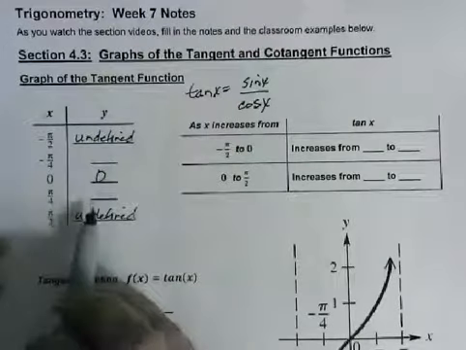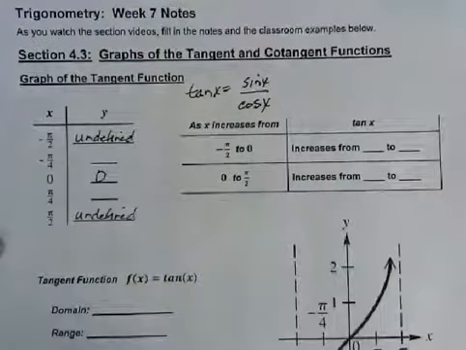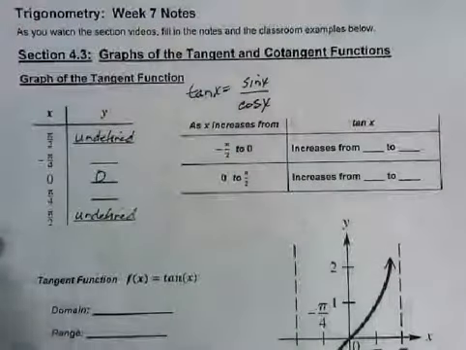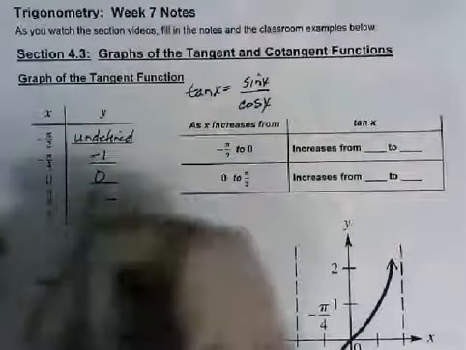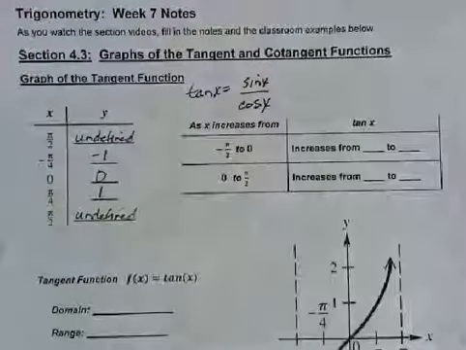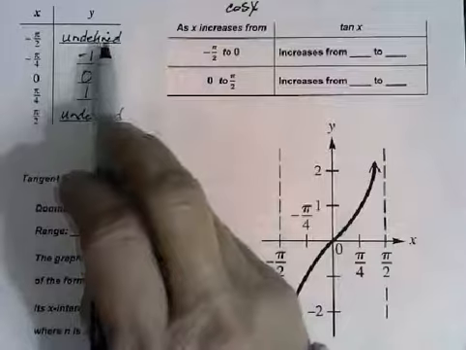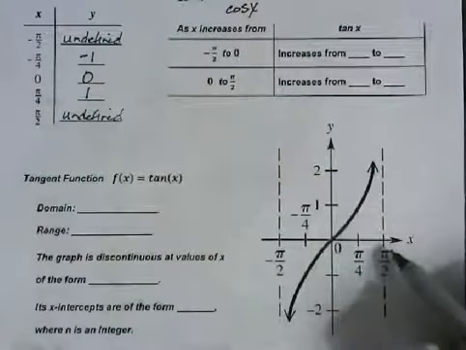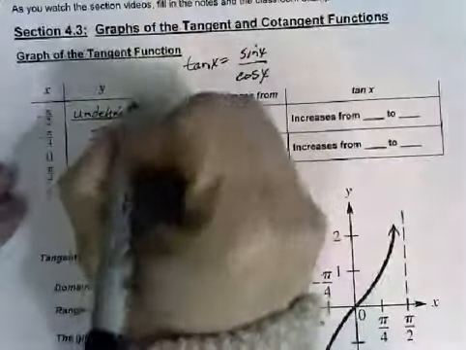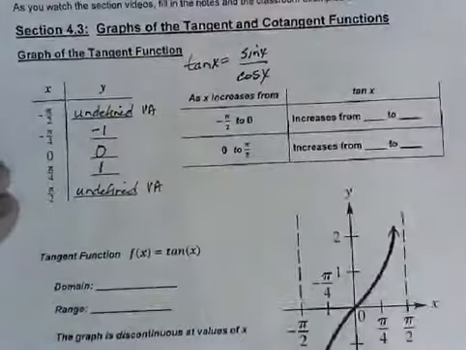And then at negative pi over 4 and pi over 4, sine and cosine have the same values, although one may be negative and one positive. At negative pi over 4, we get negative 1 for the tangent, and at positive pi over 4, we get positive 1. Now let's look at what the graph of this looks like. You can see where the tangent is undefined. At those two places, we get vertical asymptotes. So these are important locations when we're doing the graph. This is where we have a vertical asymptote, and this is where we have a vertical asymptote.